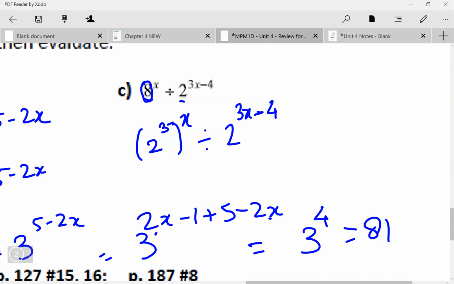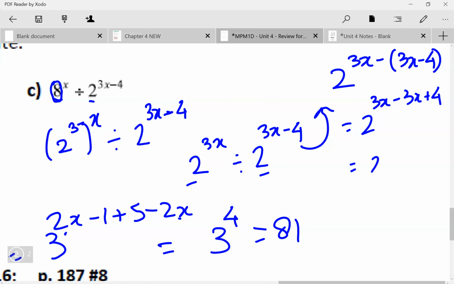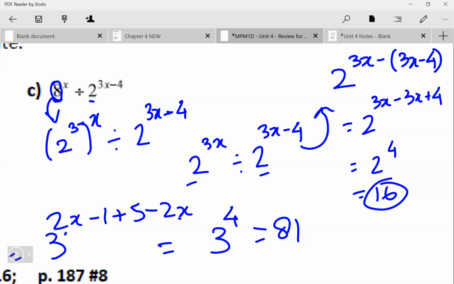Now I'm going to use power of a power. This is 2 to the power of 3x divided by 2 to the power of 3x minus 4. And now I can use exponent laws because the bases are the same. Don't forget the brackets. This is what I was pointing to at the beginning. And that is my answer. How did I get 8 is 2 to the power of 3? Hopefully this is something we become familiar with over time, recognizing smaller numbers as powers of even smaller numbers.